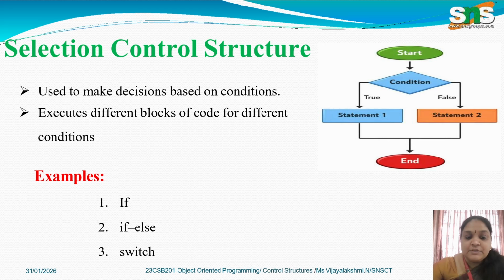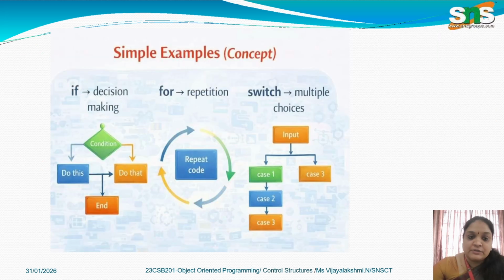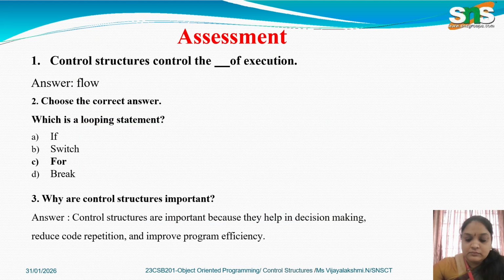So these are all the types: we have if, if else, and switch. And the next one is looping control structure. What is looping? You have for loop, while loop, and do while. What is for loop here? For loop is nothing but you have an initialization part, a condition part, and an increment part that is available.